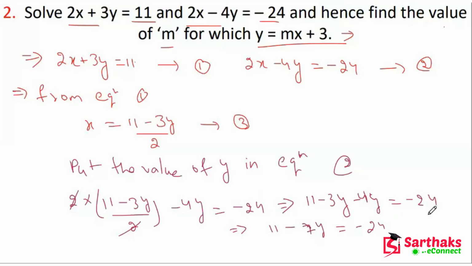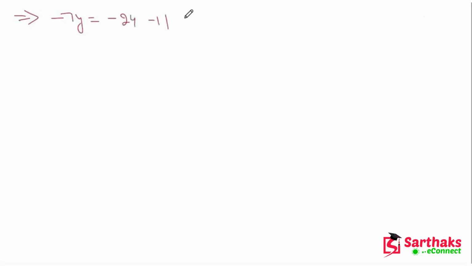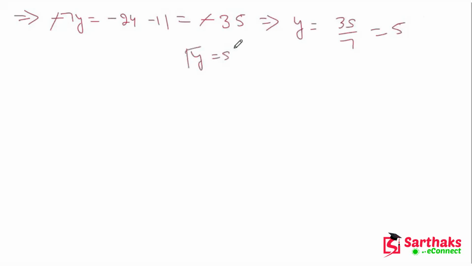We get minus 7y is equal to minus 24 minus 11. Minus 24, and here we get minus 35. Now divide. y is equal to, here minus minus cancel, and we get 35 divided by 7 and we get 5. So the value of y is equal to 5.